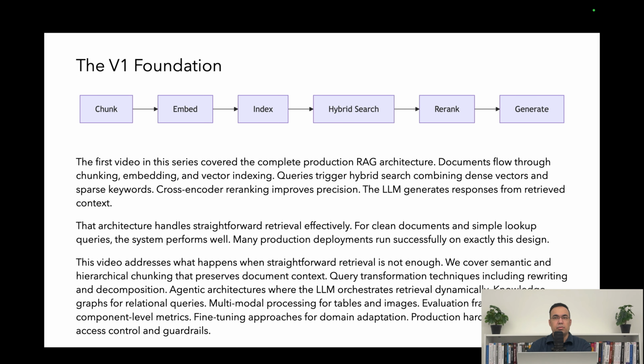Let's quickly recap the V1 architecture that serves as the starting point. The V1 system processes documents through a 6-stage pipeline. Documents get chunked using recursive text splitting. The algorithm prioritizes splits at section boundaries first, then paragraphs, then sentences when chunks exceed the size limits. Each chunk gets embedded and indexed into a vector database using HNSW for approximate nearest neighbor search.